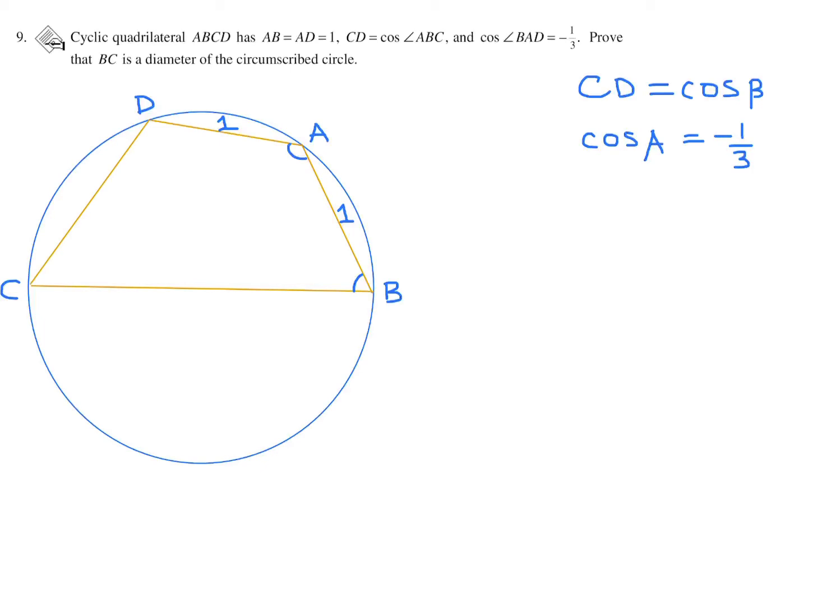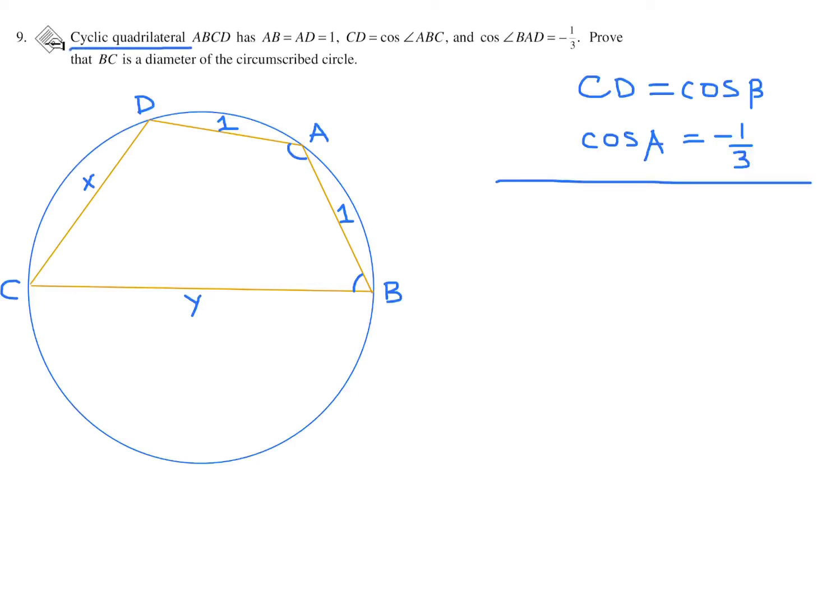All right. And then I'm going to label a few things here. CD, instead of keep calling it CD, I'll just call it X. And CB, instead of writing that out every single time, I'll write Y. It just makes it a little bit simpler. Okay, before we get into the proof, let's first digest all this information. So CD is equal to the cosine of this angle right here. Okay, that's fine. Cosine of this angle is negative 1/3. Okay, most likely we will need to use these two pieces of information later on.